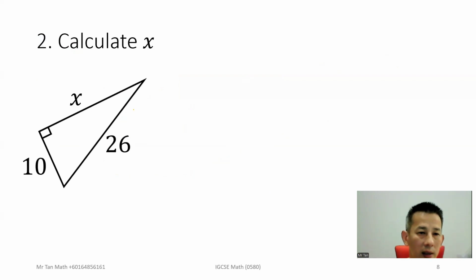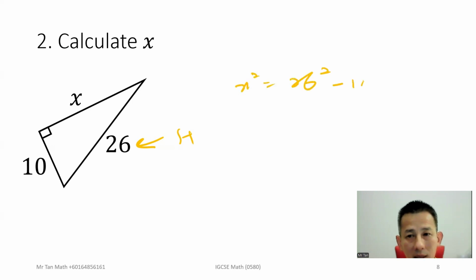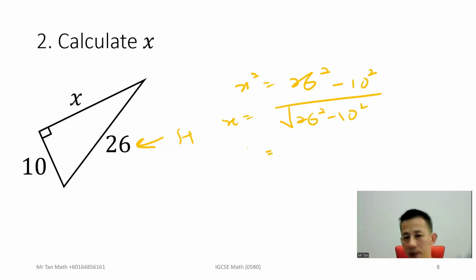Next, the hypotenuse is the 26. Since the x is not the hypotenuse, you minus. So x squared equals 26 squared minus 10 squared. Therefore, x equals the square root of 26 squared minus 10 squared. You calculate, you should get 24.